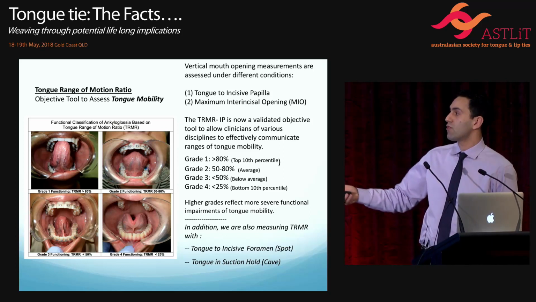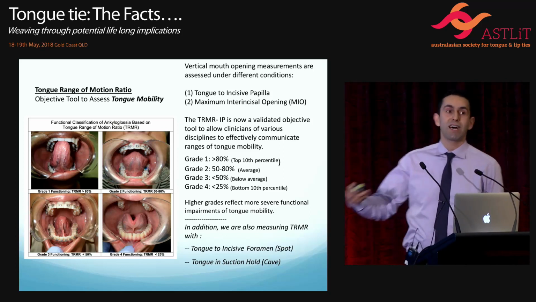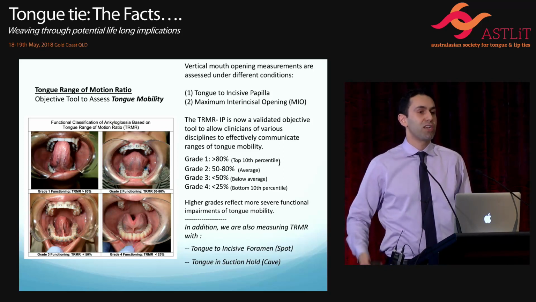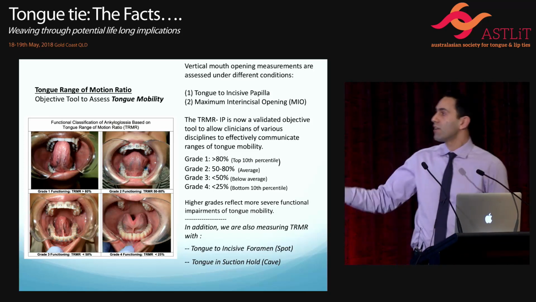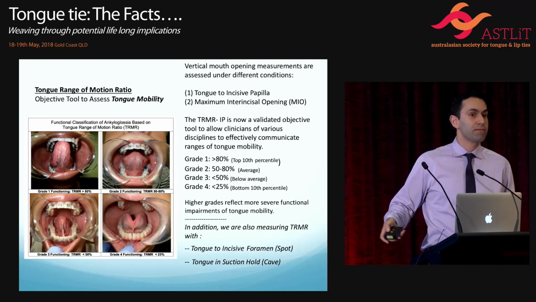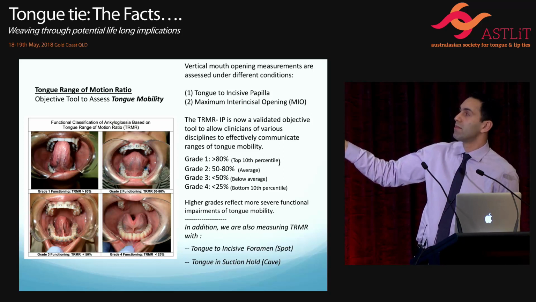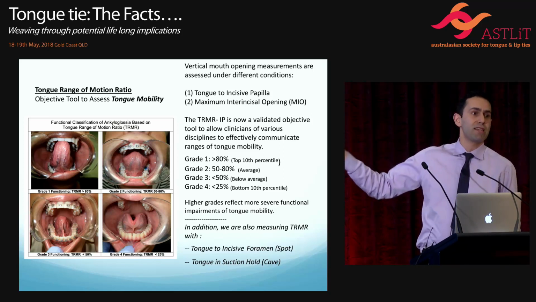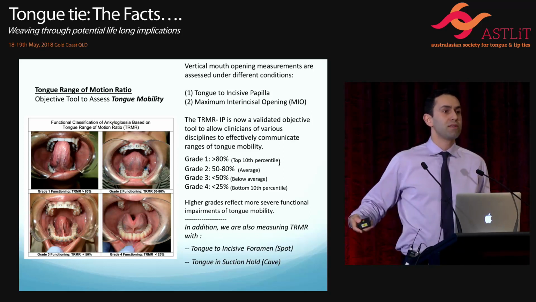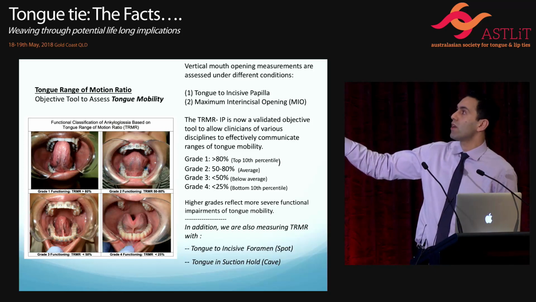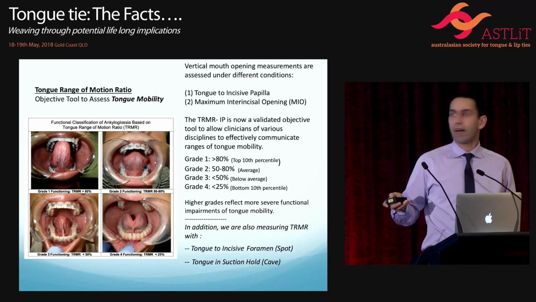Okay? And so if you're grade 4, we can tell the patient that your tongue mobility is in the bottom 10th percentile of the general population. If you're grade 3, we can say that you're below average, in the bottom 25th percentile. If you're grade 2, we say that you're average. We're not saying normal or abnormal. We're just saying relative to the general population. And if you're grade 1, you're in the top 10th percentile.